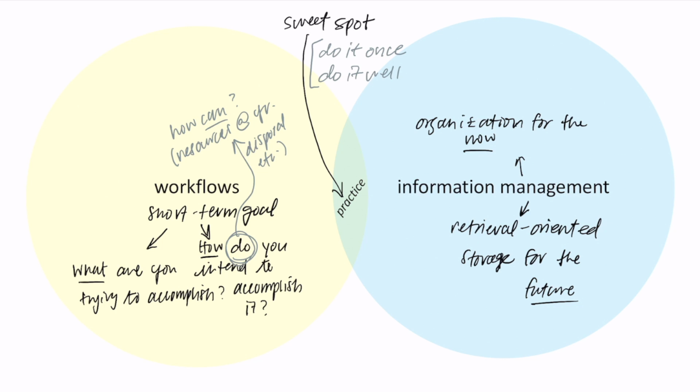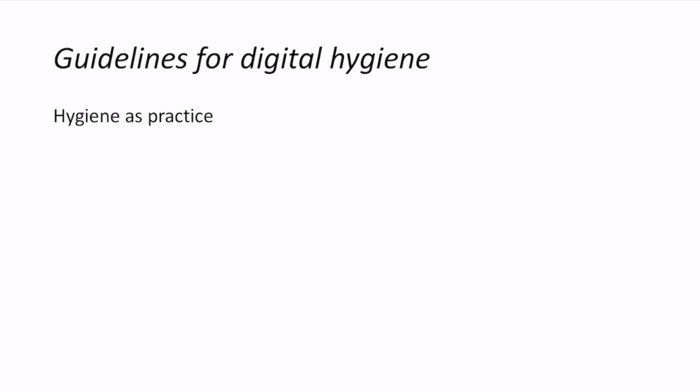I'd like to outline a few very practical guidelines for digital hygiene that you might want to keep in mind. The first guideline is that hygiene is, as I've said, a practice. It's iterative, which means you have multiple iterations of the practice itself. You have a lot of opportunities to start over if you fall off the horse.